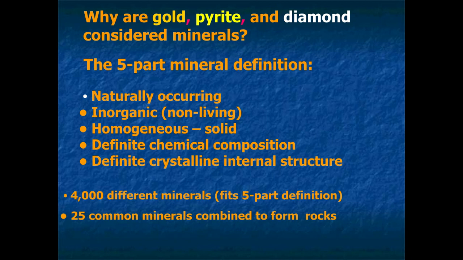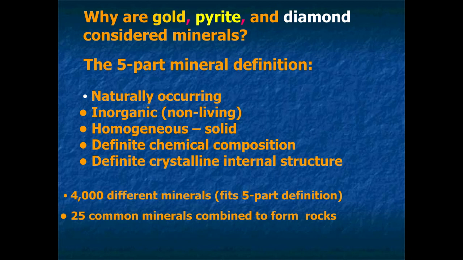But what about ice? Let's look at the substance ice. Is that a mineral? And the answer to that would be yes. In fact, let's see if ice fits that 5-part definition. So ice, does it naturally occur? The answer is yes. Is ice inorganic, non-living? The answer is yes. Does ice occur as a solid, homogeneous solid, same chemistry throughout? The answer is yes. Does ice have a definite chemical composition? Yes, H2O, 2 hydrogens to every oxygen. Does ice have a definite crystalline internal structure? And the answer to that is absolutely yes.